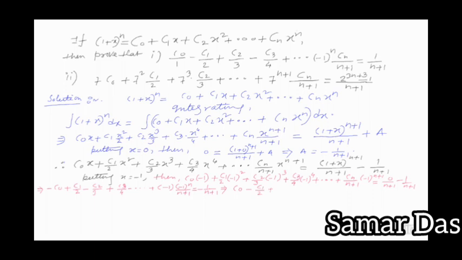So take minus 1 common on the left hand side and cancel it with the right hand side: c0 - c1/2 + c2/3 - c3/4 + ... + (-1)^n cn/(n+1) = 1/(n+1). Got the answer for question number 1. Very interesting question. See the second question clearly.